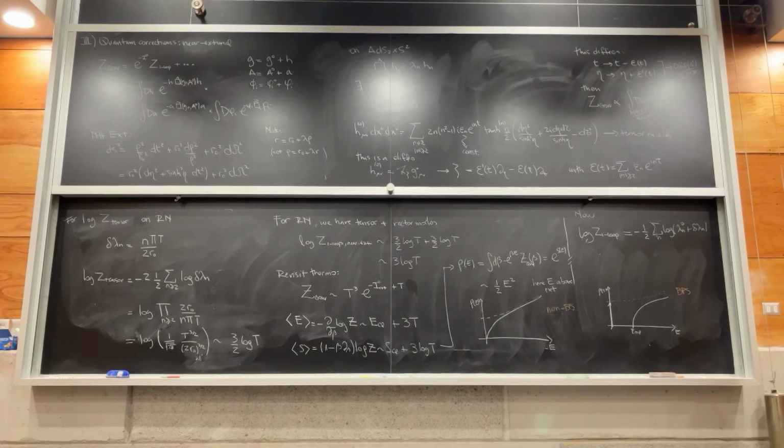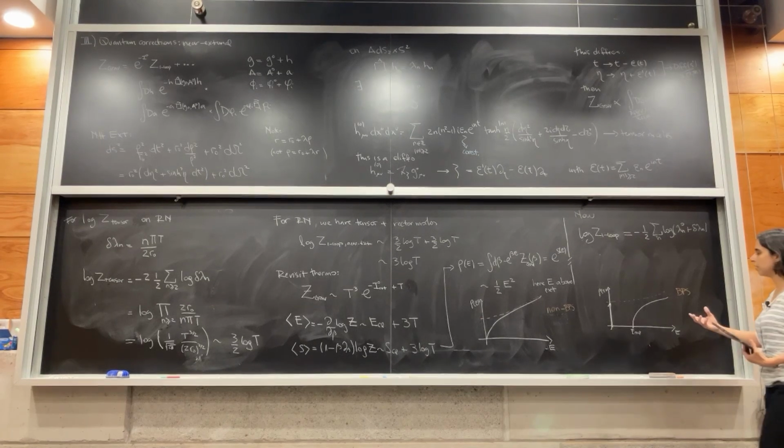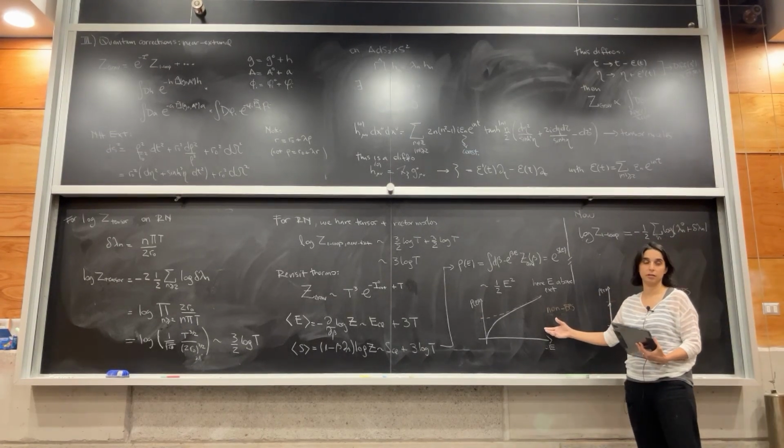There is information in doing these quantum corrections. There is valuable, robust information that we can get. And these types of examples are illustrating this, okay?